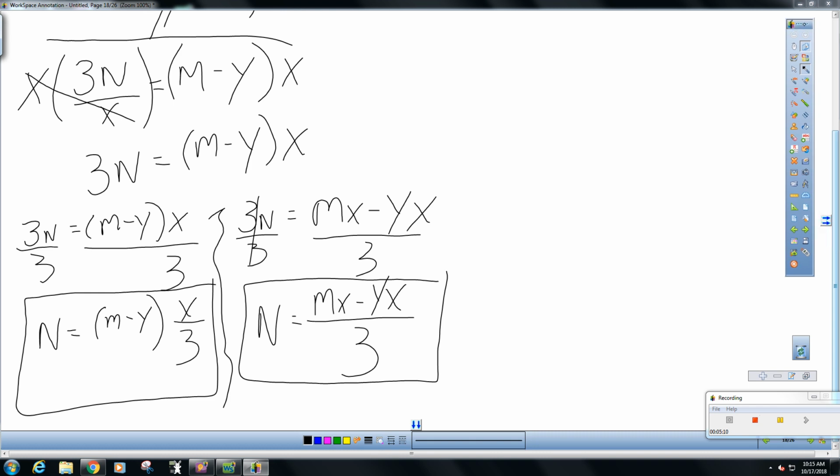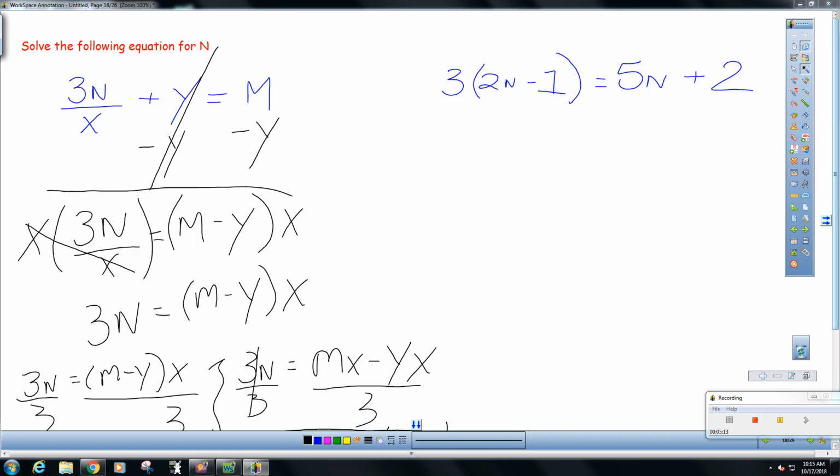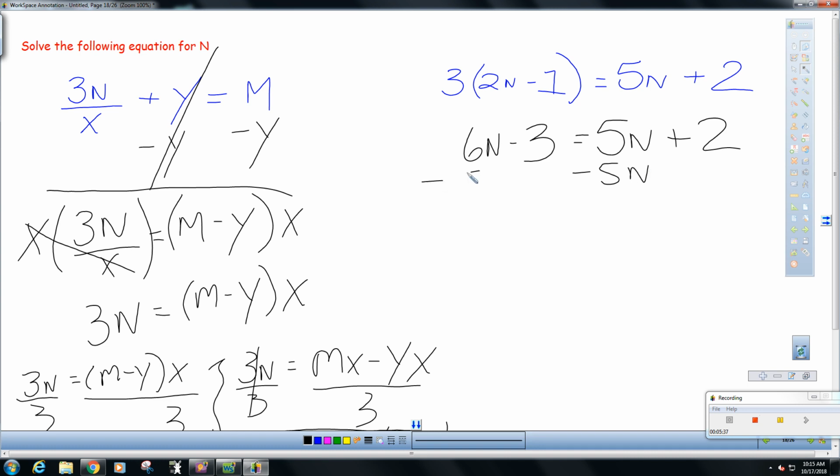We got another one to solve up here for n. And this one, we are going to get an answer. There's only one variable, so we have one answer to this question. Okay, I'm going to distribute first. 6n. A lot of people forget to multiply that 3 times the 1. Equals 5n plus 2. Let's subtract 5n to get them all on the same side. n minus 3 is 2. Plus 3.